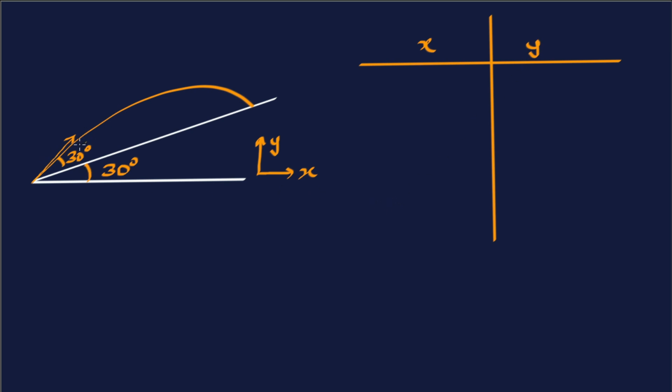Now, the projectile's initial velocity is 40 meters per second, let us say. So, its horizontal component, that is in the x direction, is 40 cos 60. So, ux, cos 60 is half, is 20 meters per second. And uy is 40 sin 60, that is equal to 20 root 3 meters per second. Sin 60 is root 3 by 2.